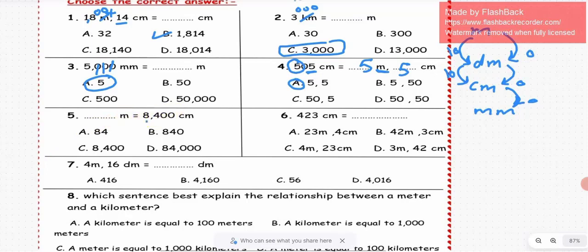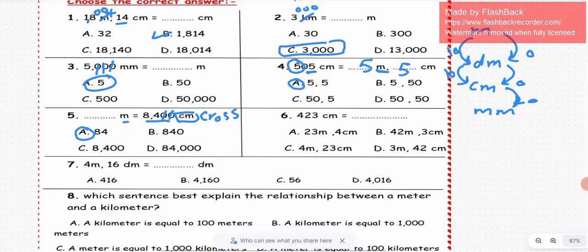How many meters equal 8,400 centimeter? I'm gonna start from the other side, from the number. Which unit is beside the number? Centimeter. Centimeter is bigger unit here or smaller? Smaller. So I'm gonna cross. How many zeros to cross? Between them, 2 zeros will be 84.